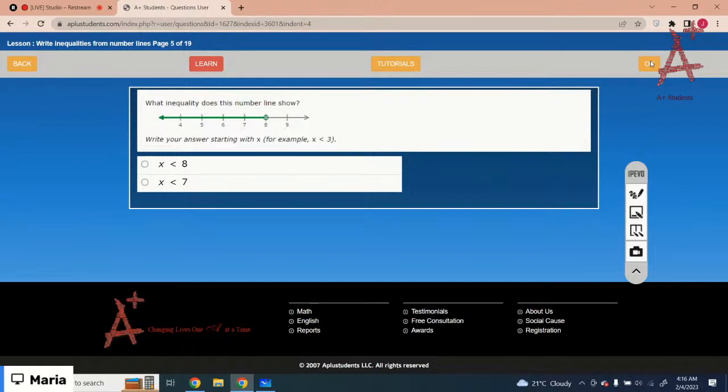Okay, what inequality does the number line show? Which is the correct option? We have an open circle at 8. That means x cannot be equal to 8. Got it? So the graph is pointing on the left side. That means x is less than 8. Got it? So just select the correct option and click on the OK button.